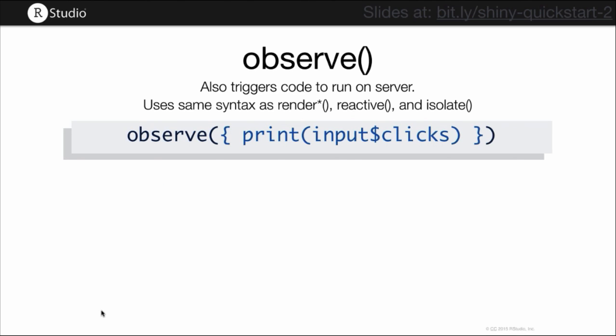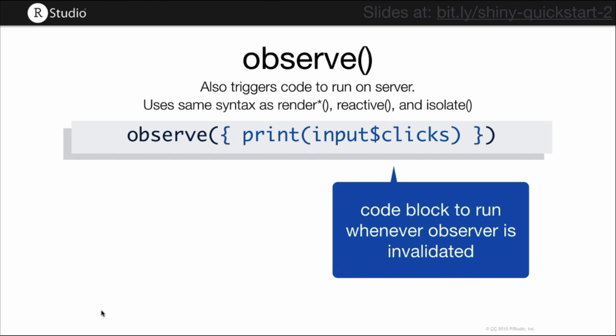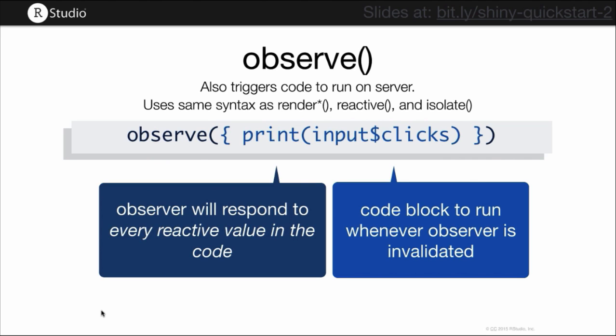Along with observe event, which triggers code, there's a second function called observe. It does the same thing. It's a parallel to observe event, but the syntax is more similar to render, reactive, and the isolate functions. With observe, you just give observe a single block of code to run, and then observe will rerun that block of code anytime one of the reactive values in the block of code changes. So the syntax really is similar to render, reactive, and isolate.